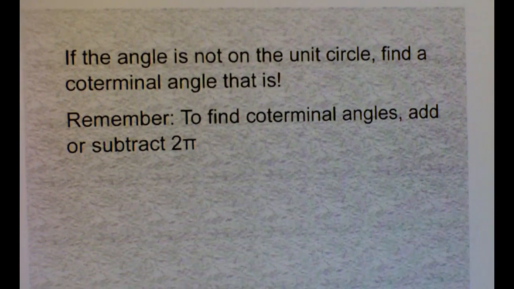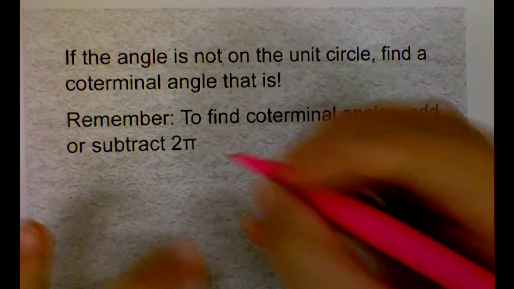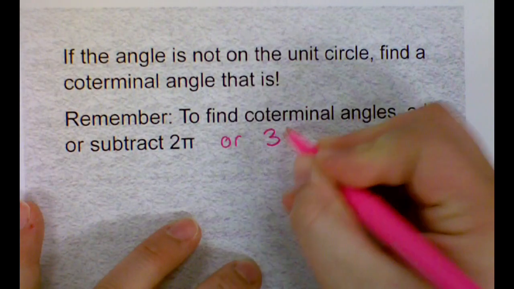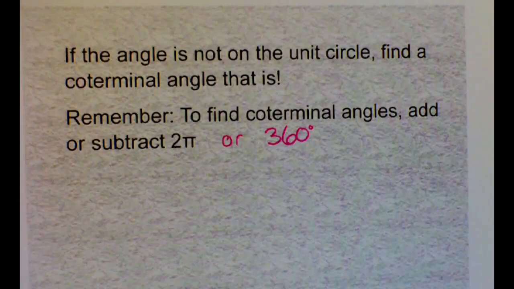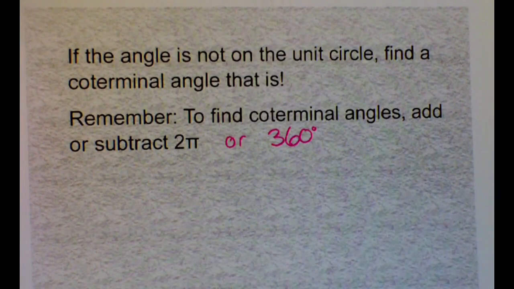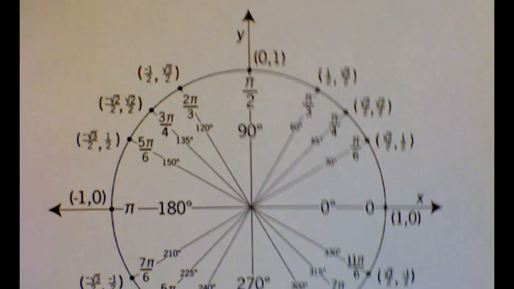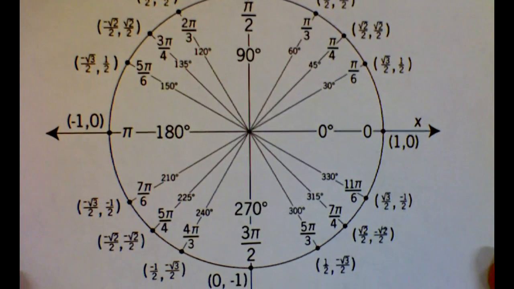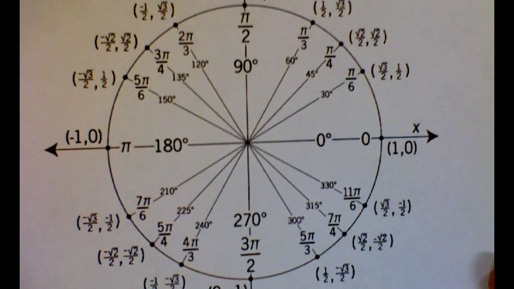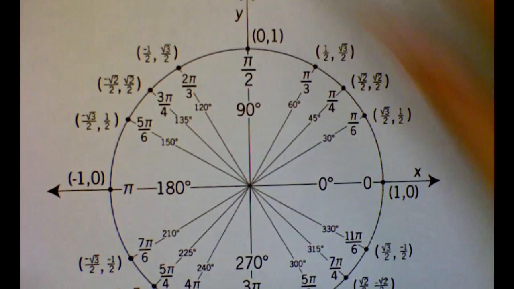Couple things here. If the angle you want is not on the unit circle, we just find a coterminal angle that is. Remember, to find coterminal angles, just add or subtract 2 pi, or if you're in degrees, 360 degrees, until you find something that is on the unit circle. This is why we talked about coterminal angles. So by this point, you should have this entire unit circle filled out, good to go. We're going to use it in the next video.